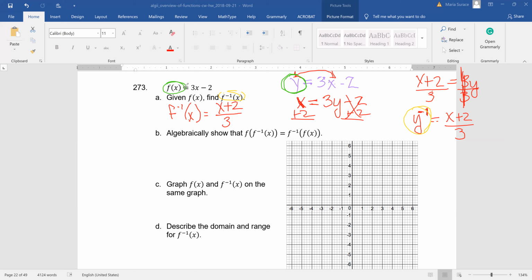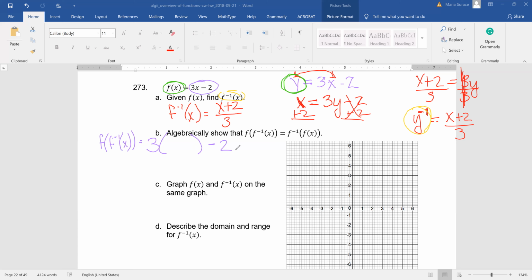Now we have to algebraically show that the composition of the inverse and the original function is equal to the composition of the function and the inverse. That's a lot more complicated sounding than what it really is. What you're looking to do here is plug the original function into your inverse and then plug your inverse into your original function. So for example, if we were doing f of f inverse, I would take this f function, 3x minus 2, and I would use that as my shell. So it's going to be 3 times something, not x, because I'm not plugging x into it, minus 2.